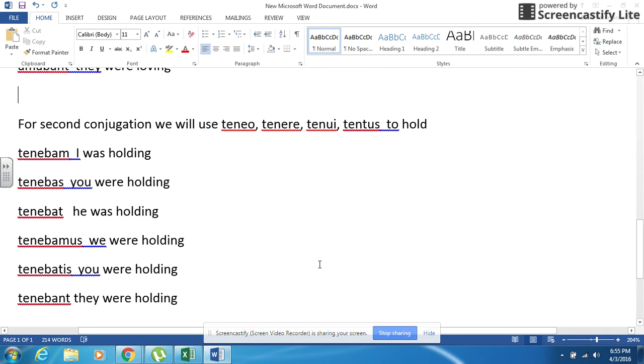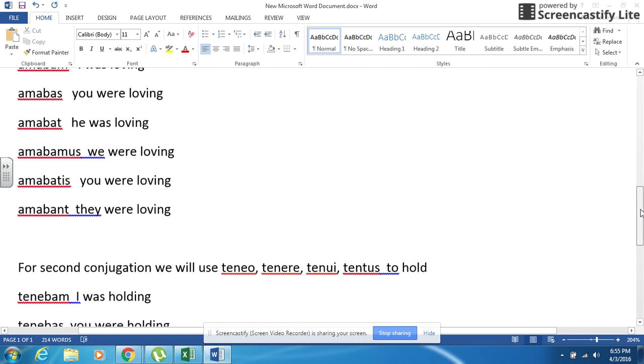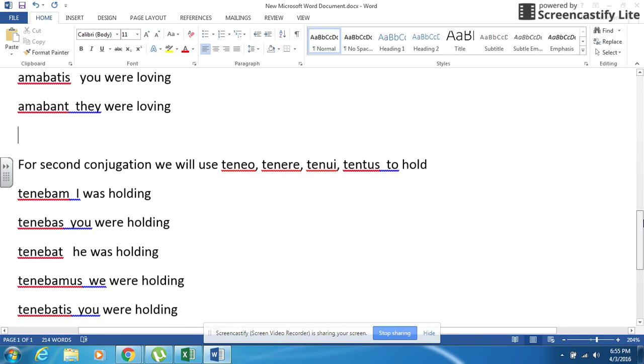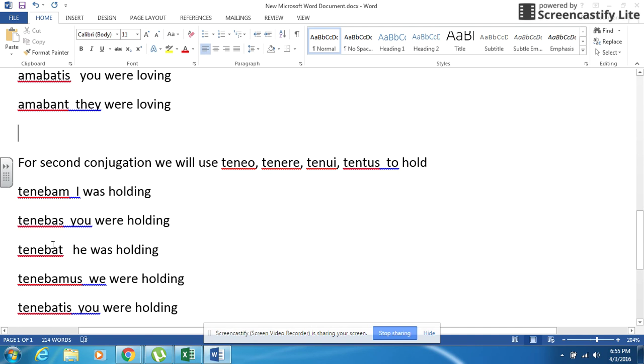There you go. Look at the difference between first and second conjugation. They all end in bam, bas, bat, and so on. This one has an A right there before the ba because it's first conjugation. This one has an E because it's second conjugation.